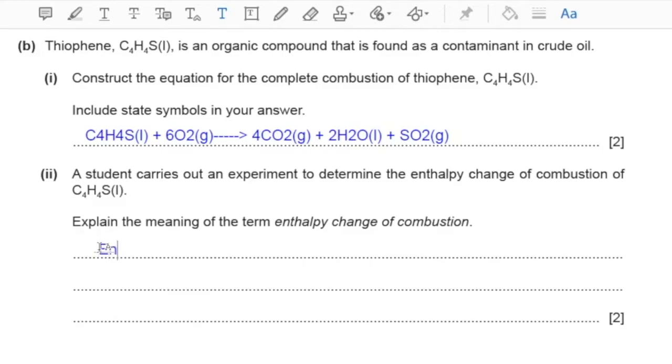So that's an enthalpy change when 1 mole of a substance completely combusts.